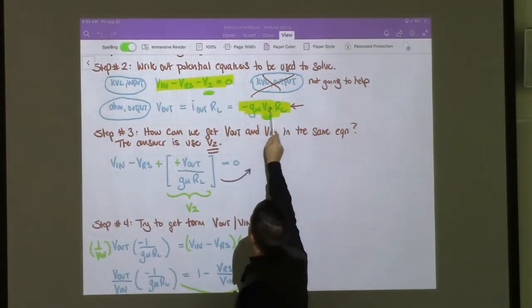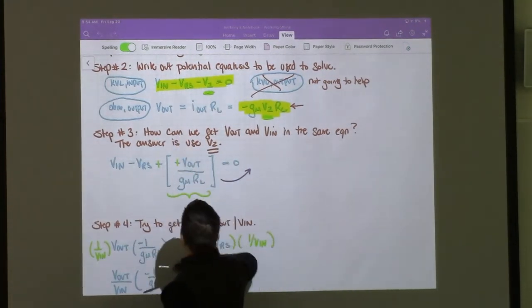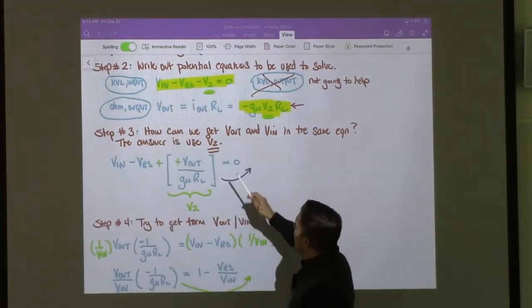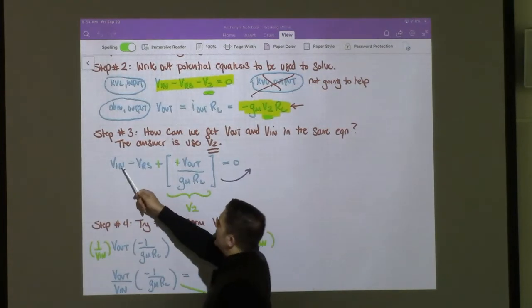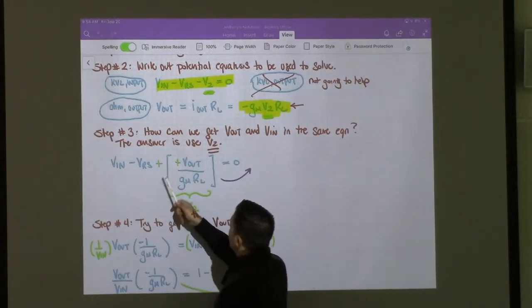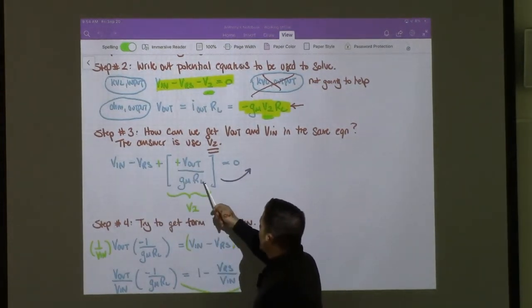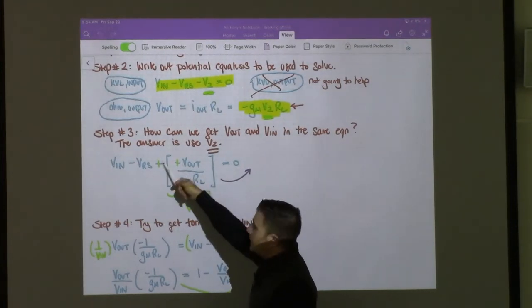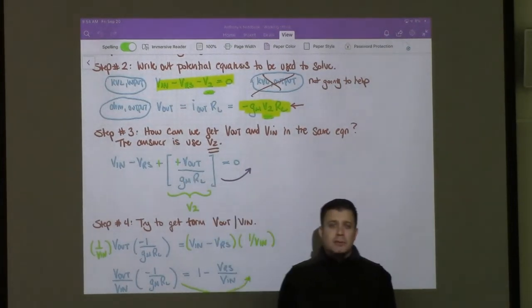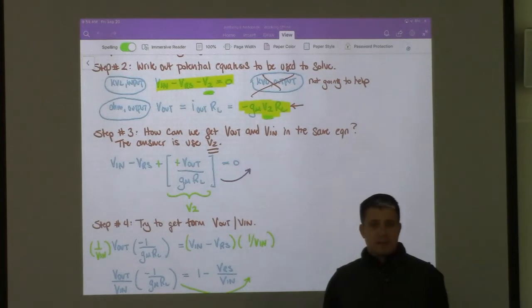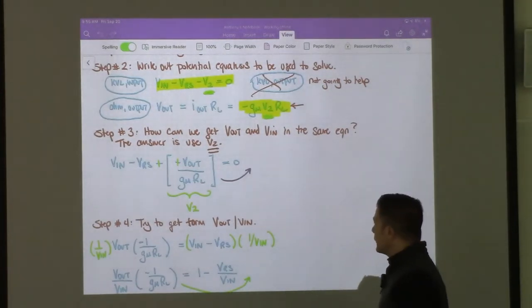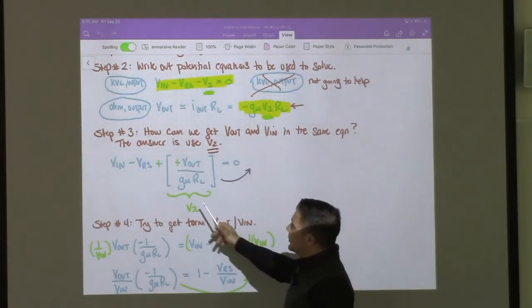Right? I'll take this, push it over to the other side. And then I take that and I plug it in up here. So I have V in minus VRS minus negative V out over GM RL equals 0. And then what I did was I just took the two negatives away and made them positives. And so now our V2 is gone.